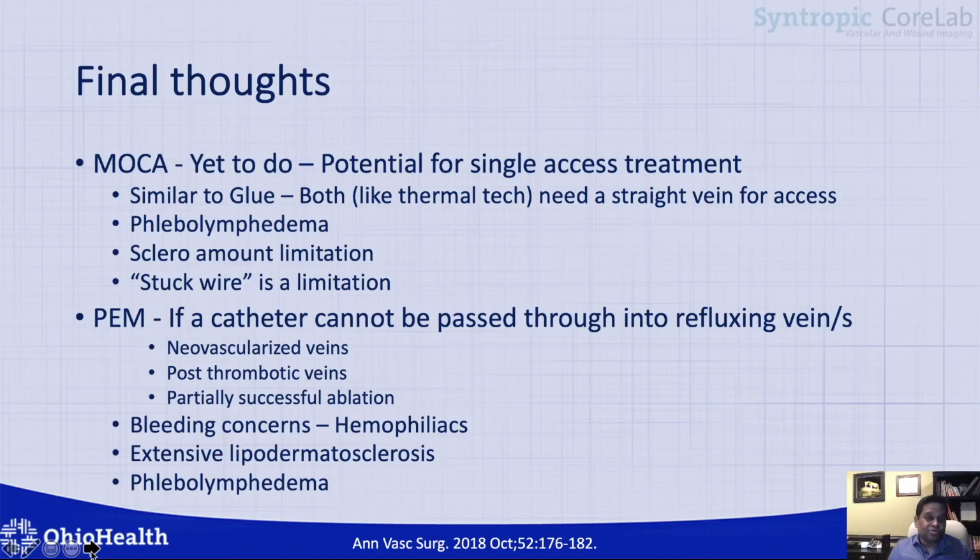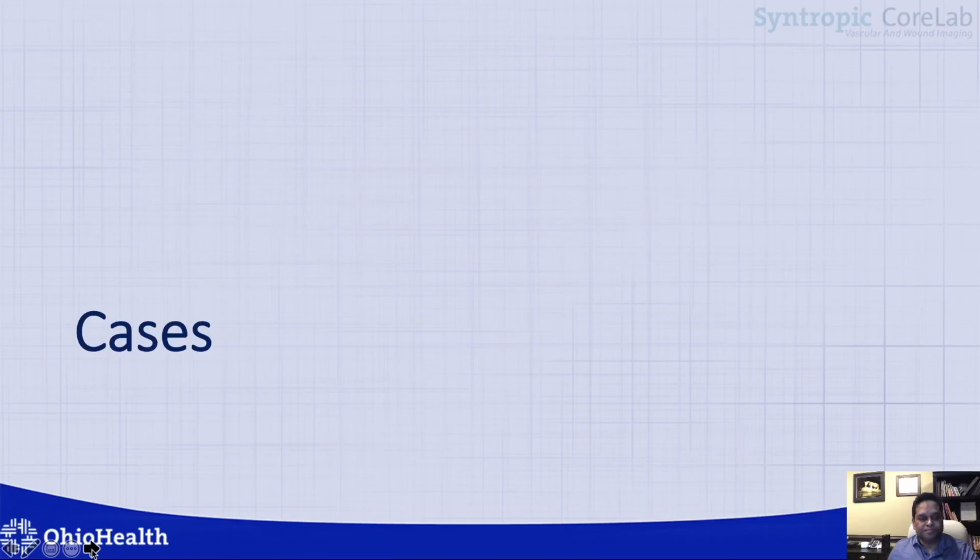In extensive lipodermatosclerosis where you can't do tumescent anesthesia, this is a good technique. Again, it is a non-thermal technique, so in patients with phlebolymphedema, if I'm worried about worsening their lymphedema with thermal techniques, I would do non-thermal techniques in those types of patients.